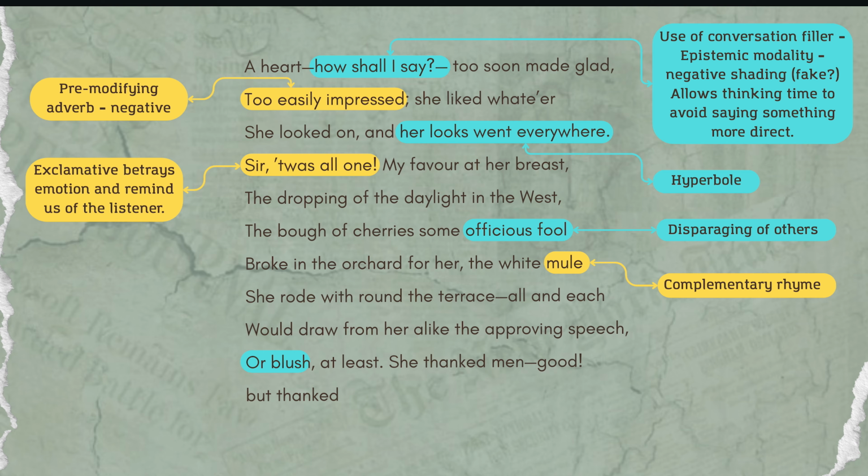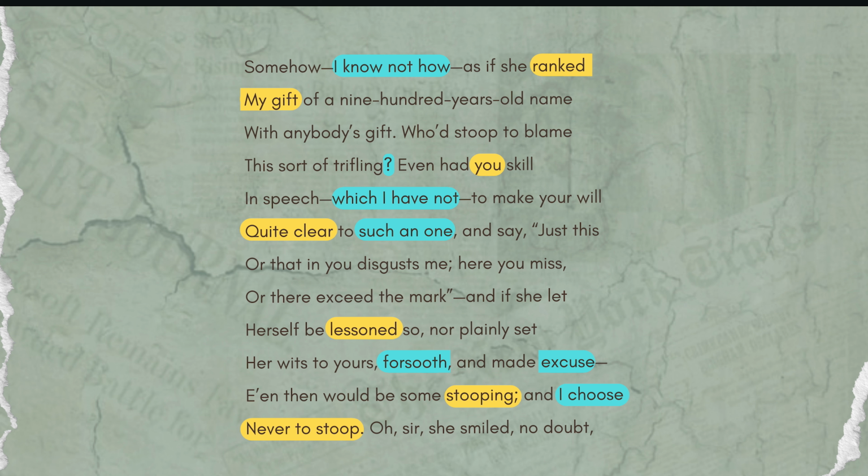And then moving on, we've got all of these were the same. She treated everything the same. Would draw an approving speech or blush at least. Again, we've got more connotations of blood going on here. So there's definitely a theme running through this. And you've got more negative shading with, I know not how. Of course he knows how. He's been thinking about it a lot, hasn't he?